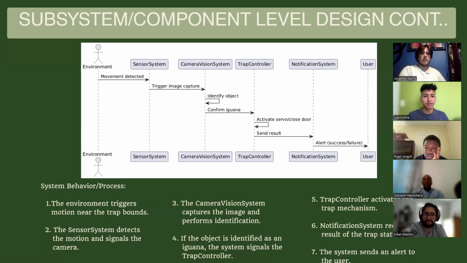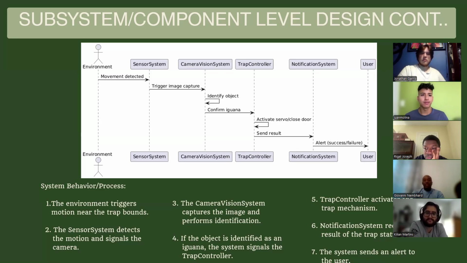The sensor system will detect the motion, then it will signal the camera, then the camera vision system would capture the image and perform the identification process. If the process is identified, and it confirms it's an iguana, the system would then signal the trap controller, and then the trap controller activates the trap mechanism, and then the notification system receives the results of the trap status, success or fail, and sends it to the user.